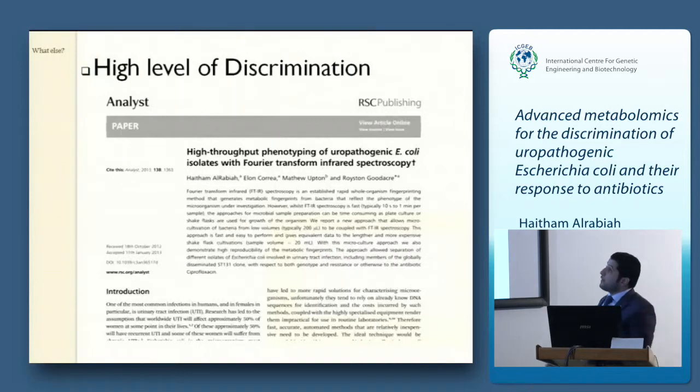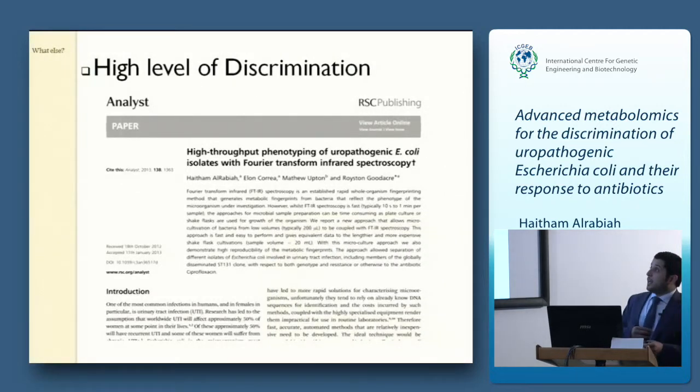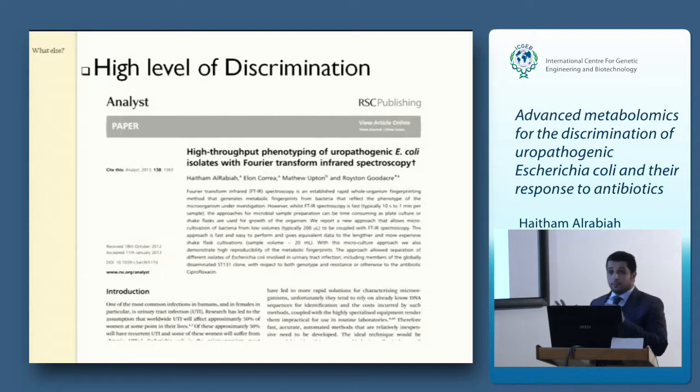In this study, we developed a high throughput method that mainly uses a simple sample preparation and can run up to 200 samples under exactly the same condition and at the same time to discriminate between 10 pathogenic E. coli isolates, 5 of which belong to a popular clone, ST131.